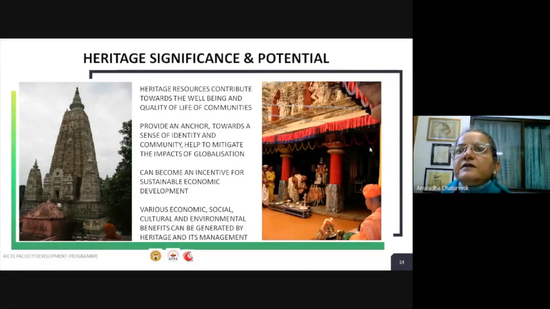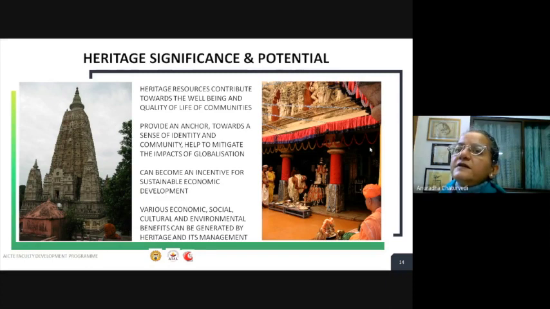It is seen that heritage resources contribute towards the well-being and quality of life of communities. So whether they are traditional communities or communities of migrants, there is always a reliance on the heritage resources. These heritage resources provide a sense of identity and community. They provide an anchor to communities who are faced with very rapid transformation, with all kinds of developmental pressures.